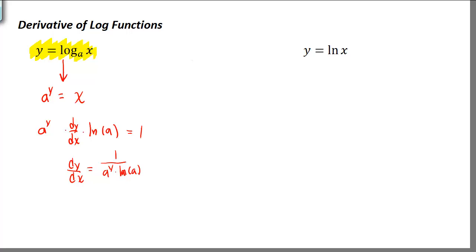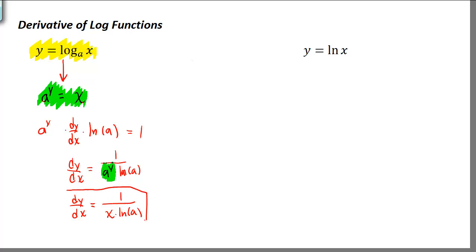And then in order to help us actually write this in terms of x, we need to get rid of that y in the exponent. And looking at this a to the y equals x that we started with, we should be able to swap that out for this a to the y in our derivative to get us dy dx is equal to 1 over x times the natural log of a. And that right there is our general rule for taking the derivative of a log with base a.